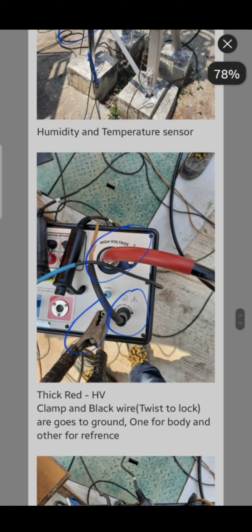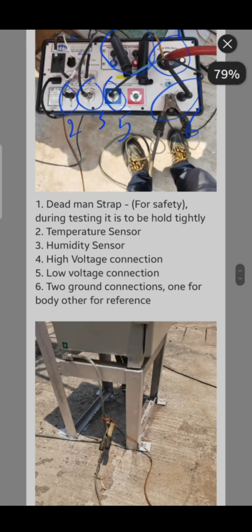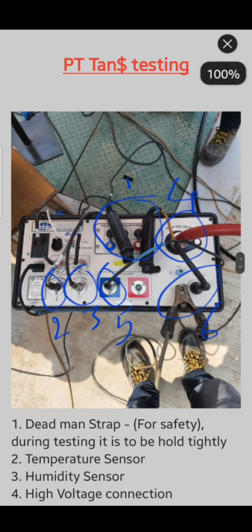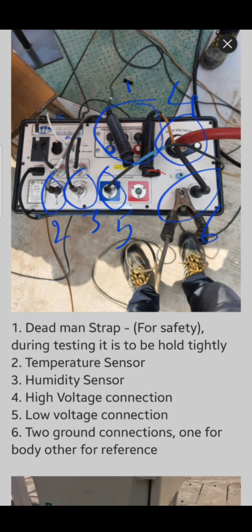See, this is the tan delta kit. In the tan delta kit you will see that this is the high voltage connection, this is the low voltage connection. This red one is the high voltage, this is the low voltage connection. There is the humidity sensor connection, there is the temperature sensor.